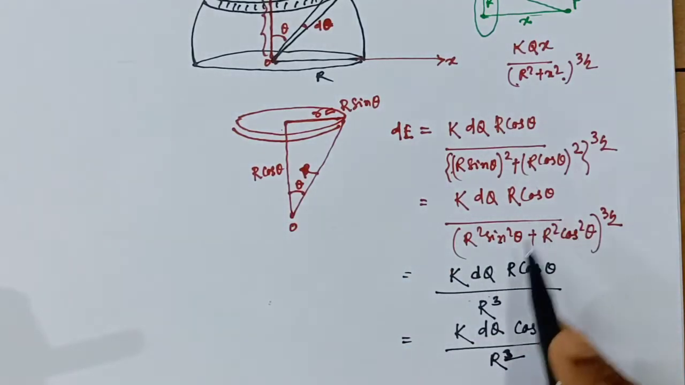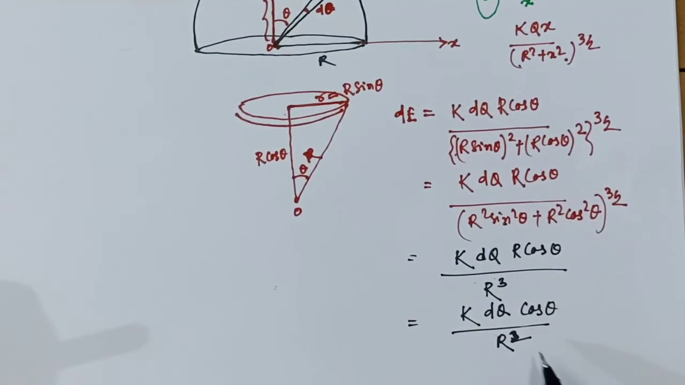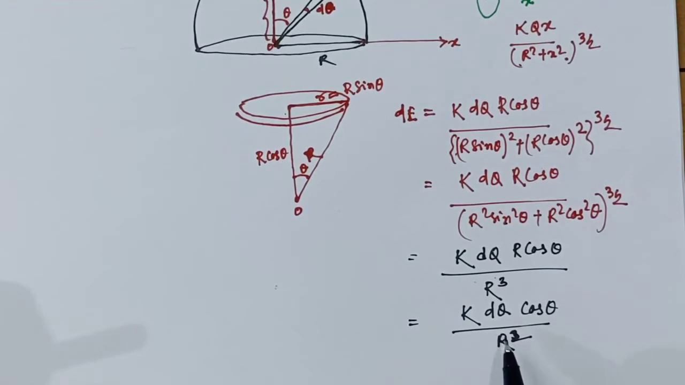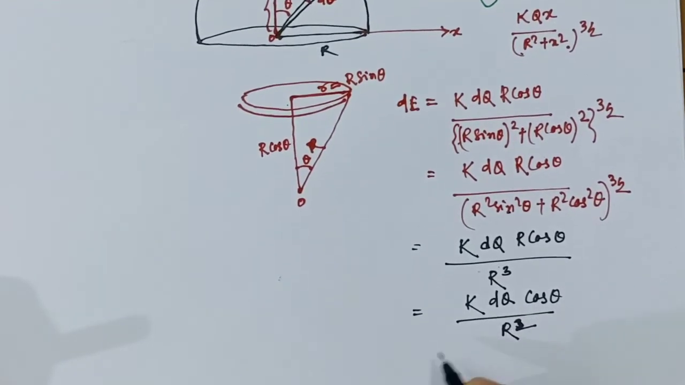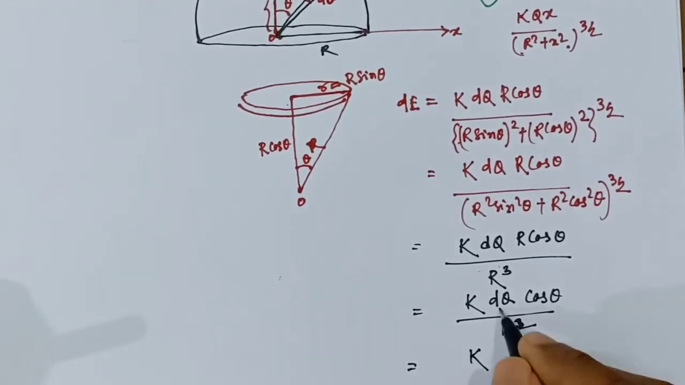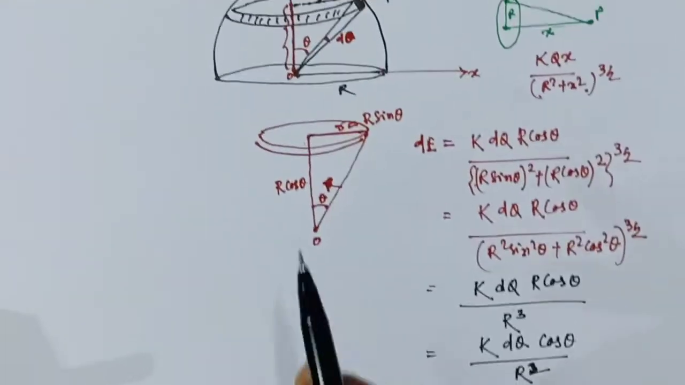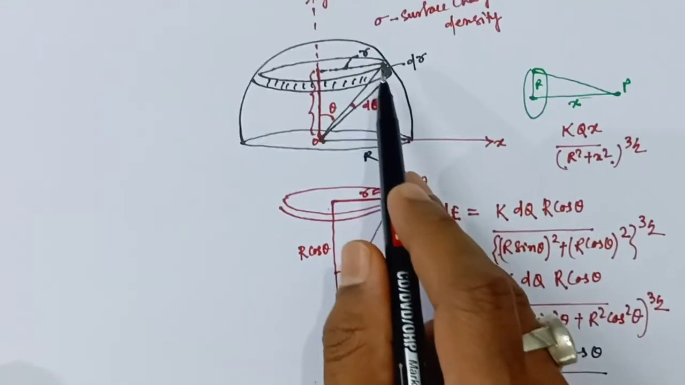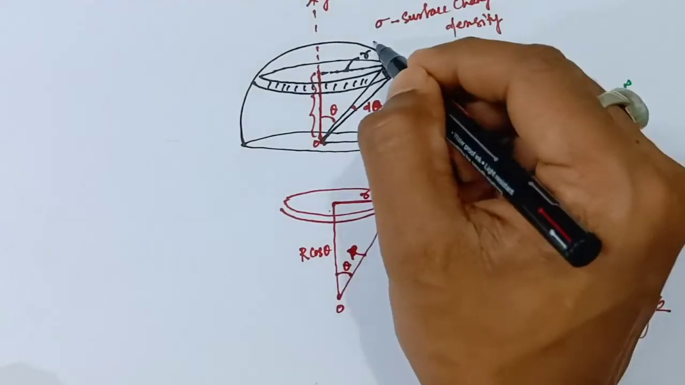So, after simple mathematics, I reach the expression here. Now what is dq? dq can be written as sigma into dA cos theta upon R square, because here the surface charge density I have considered is sigma.